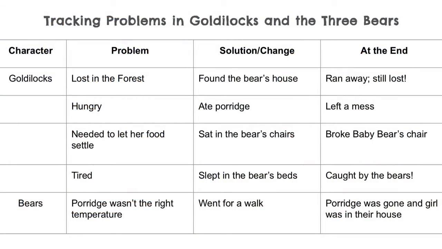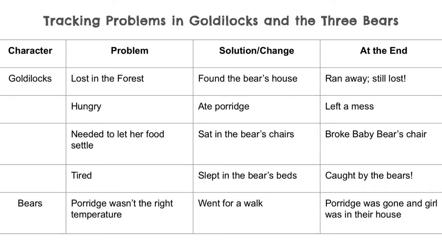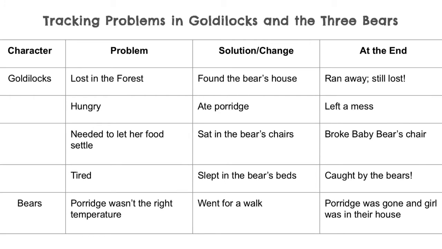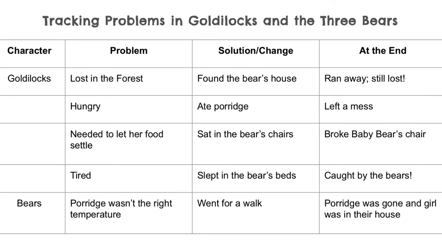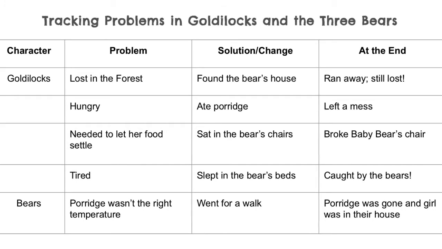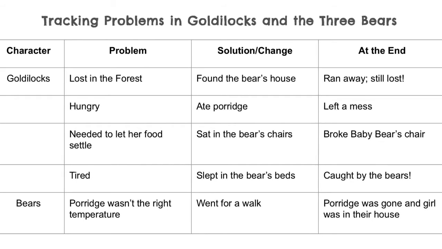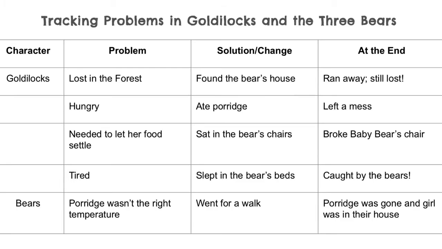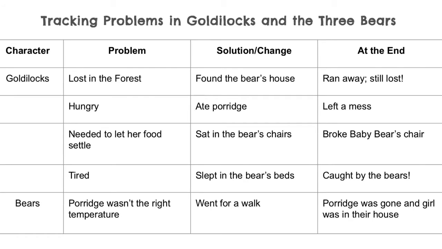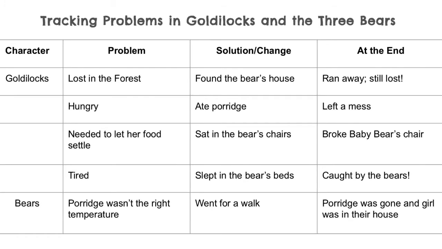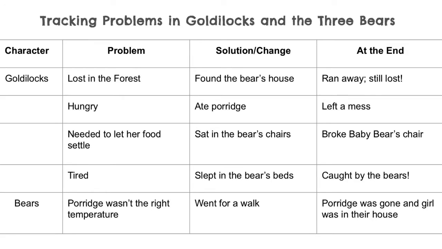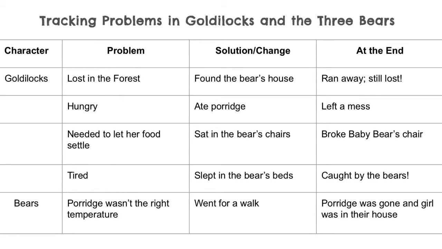It would be easy to think that Goldilocks' only problem was the bears, but in reality, she starts out lost in the forest. That's her first problem. Then she found the bear's house, which seemed to be a solution, but at the end of the book, she had to run away from it. She was still lost after all that happened.